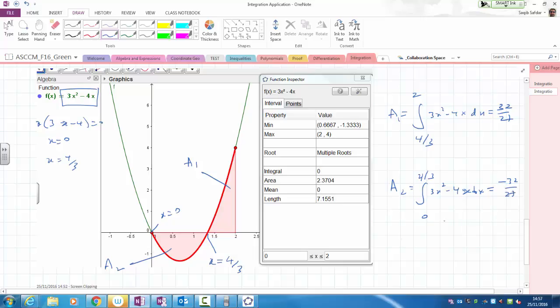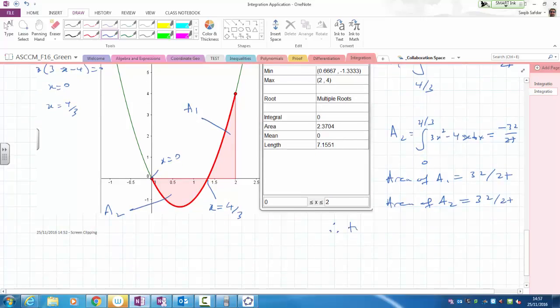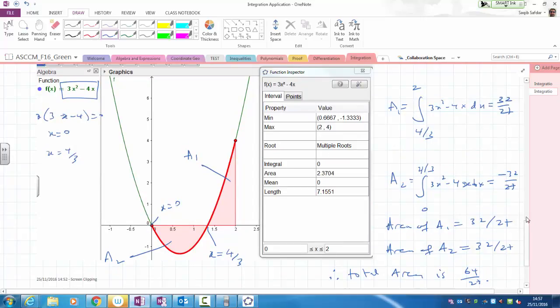Alright. The integral is negative for the second one. The integral is negative, but the area is positive. So therefore we can say the area of A1 is 32 over 27, and the area of A2 is 32 over 27. And therefore, to be very clear, the total shaded area is 64 over 27. But bear in mind, this doesn't mean you've got a negative area. We can't really have one. This means it's a negative integral, not a negative area. You've got a negative integral.